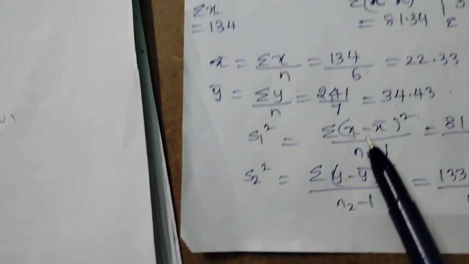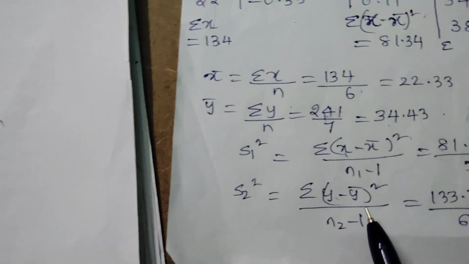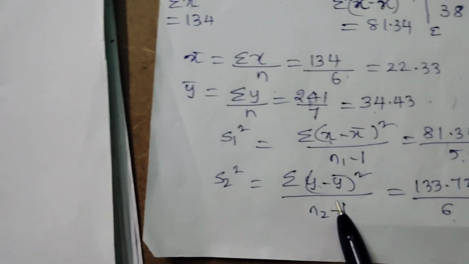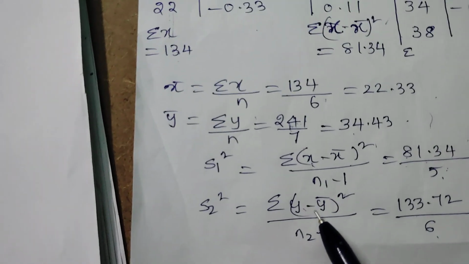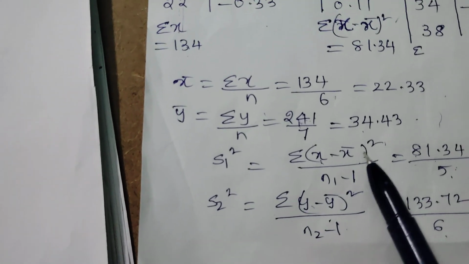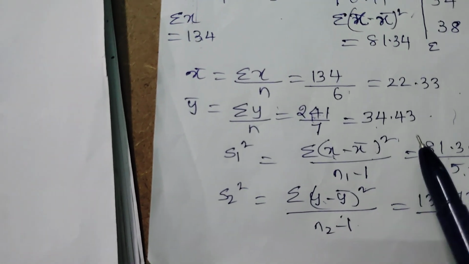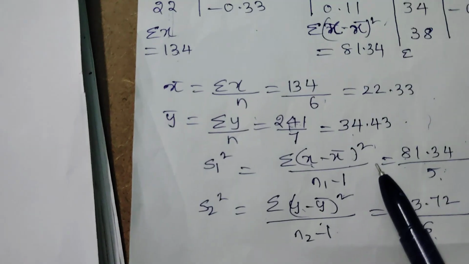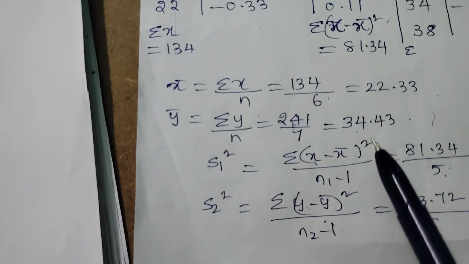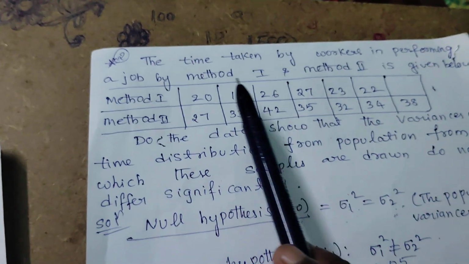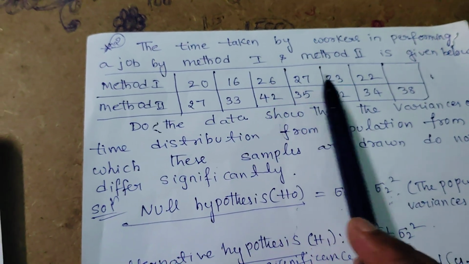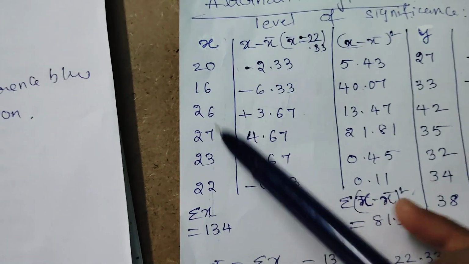So what are the formulas for S1 square and S2 square? S1 square formula is this one, S2 square formula is this one. To find F we need these two values. To find these two values we require x bar and x minus x bar whole square values. So for that I am drawing one table. Using the table we can find all these values. First, x is nothing but method 1 information. How many observations? 1, 2, 3, 4, 5, 6. Here we have 6.